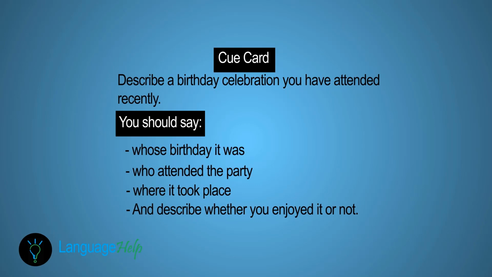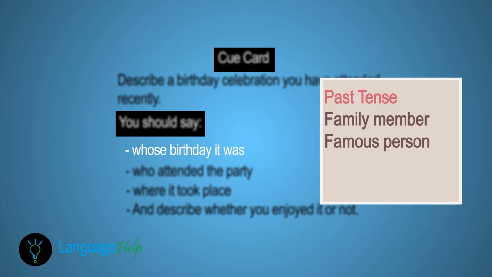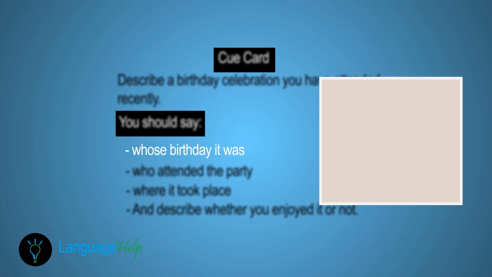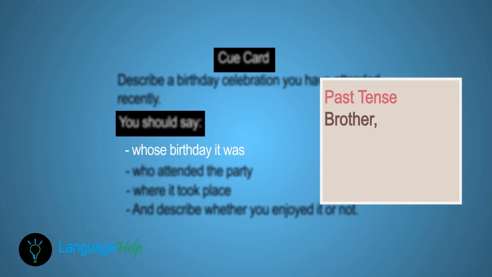The first cue is whose birthday it was. This person can be a family member, or a friend, or even a famous person you know. On your paper, draw a box and note down the tense you'll be using to answer this cue. If you cannot decide on the tense, use the tense of the cue. In this case, it's the simple past tense. The person in our example will be a brother.